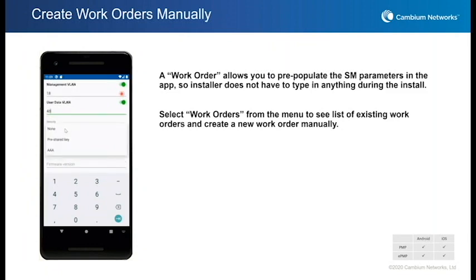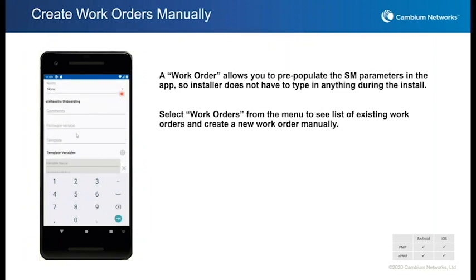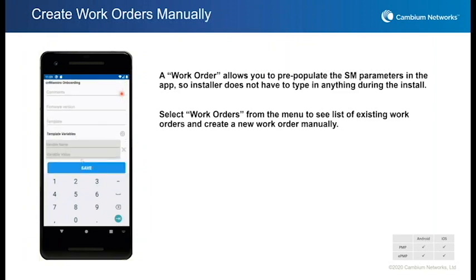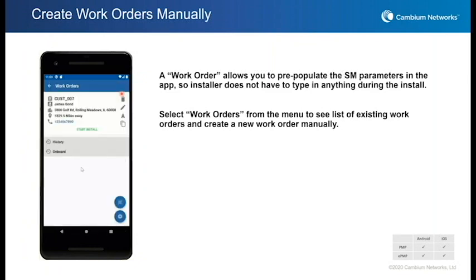So you don't have to actually select. If you have 10 work orders configured, the app will select the correct work order for you to work on when you're at that site. You don't have to explicitly scroll through and select the work order.